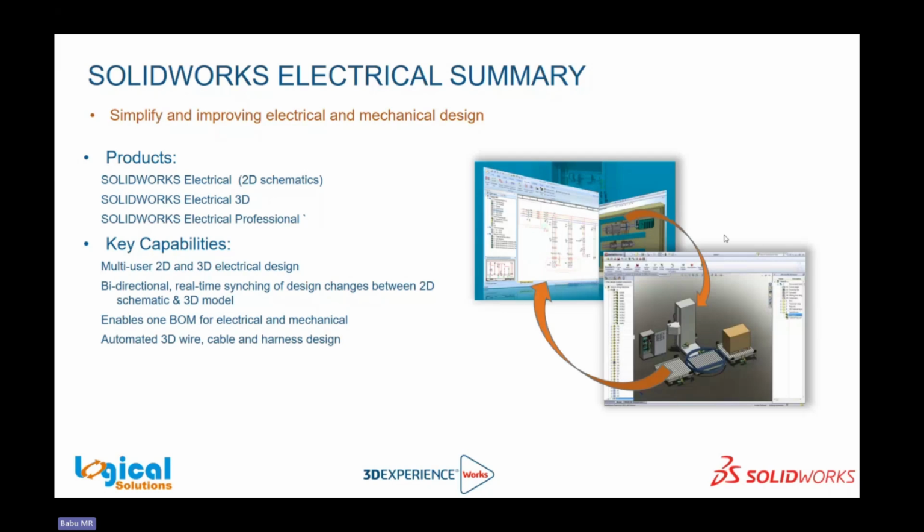So these are the key capabilities. Again, multi-user 2D and 3D electrical design, a bi-directional link between them, real-time synchronization of the design team with 2D and 3D, a common bill of material for both electrical and mechanical system design, and automated 3D wire, cable and harness design. We can do it here.